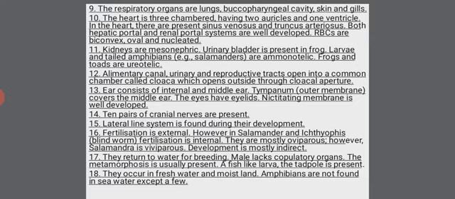The heart is three-chambered, having two auricles and one ventricle, and in the heart there are the sinus venosus and truncus arteriosus, very important components which aid the circulation process. Both hepatic portal and renal portal systems are well developed, and the RBCs are biconvex, oval and nucleated.